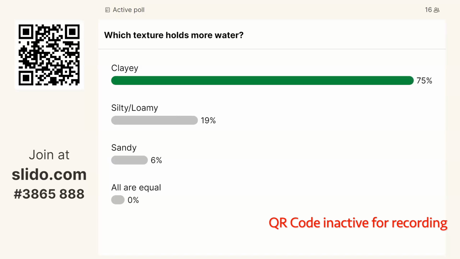So which one holds more water? Well, it's sort of a loaded question. Which one transmits more water? Sand does. It has bigger pores. Which texture holds more water? Well, it depends on where you're measuring. Are you measuring at field moisture capacity? Are you measuring at permanent wilt point? That's sort of a trick question here.